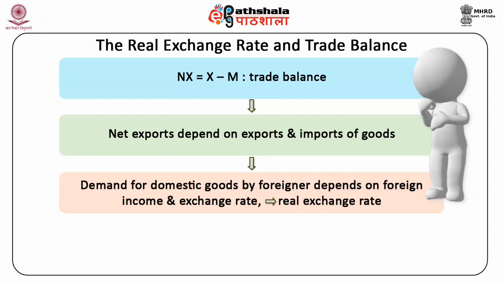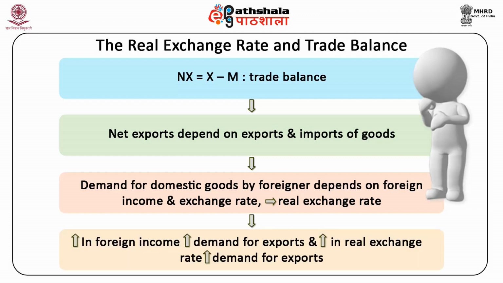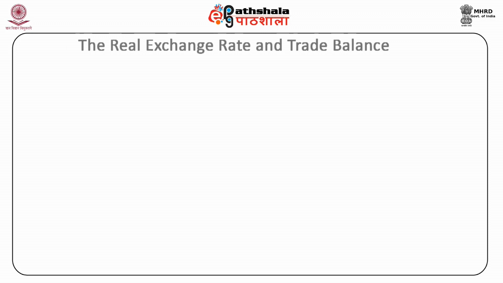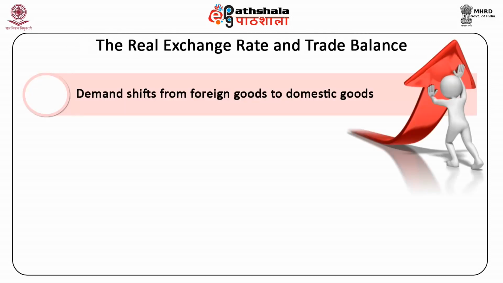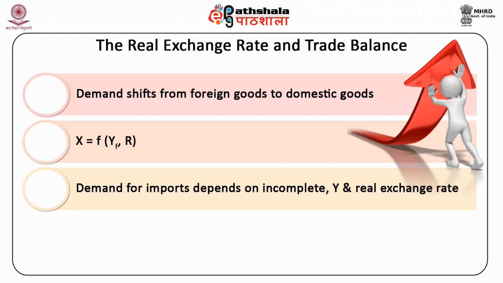The demand for domestic goods by foreigners depends on the foreign income and the exchange rate, particularly the real exchange rate. An increase in foreign income increases the demand for exports, and an increase in the real exchange rate, that is real depreciation, increases the demand for exports. This happens as demand shifts from foreign goods to domestic goods. Thus, X equals a function of YF, R. The demand for imports by us depends on Y and the real exchange rate.